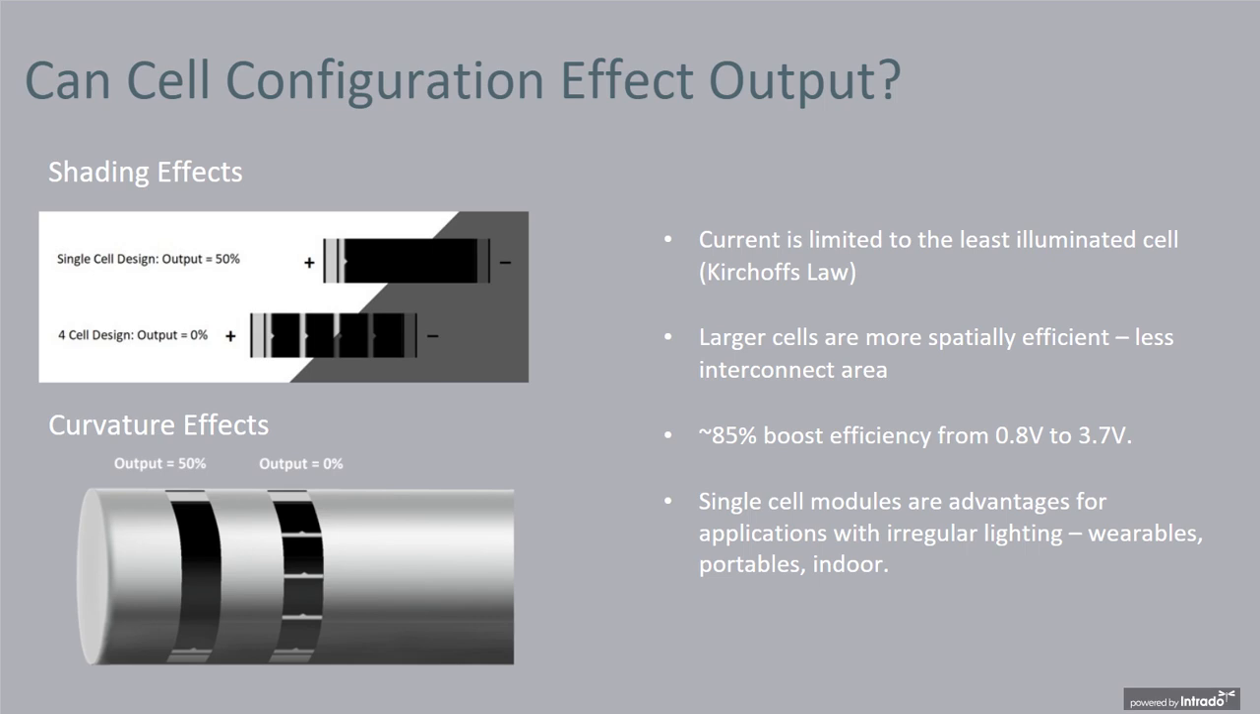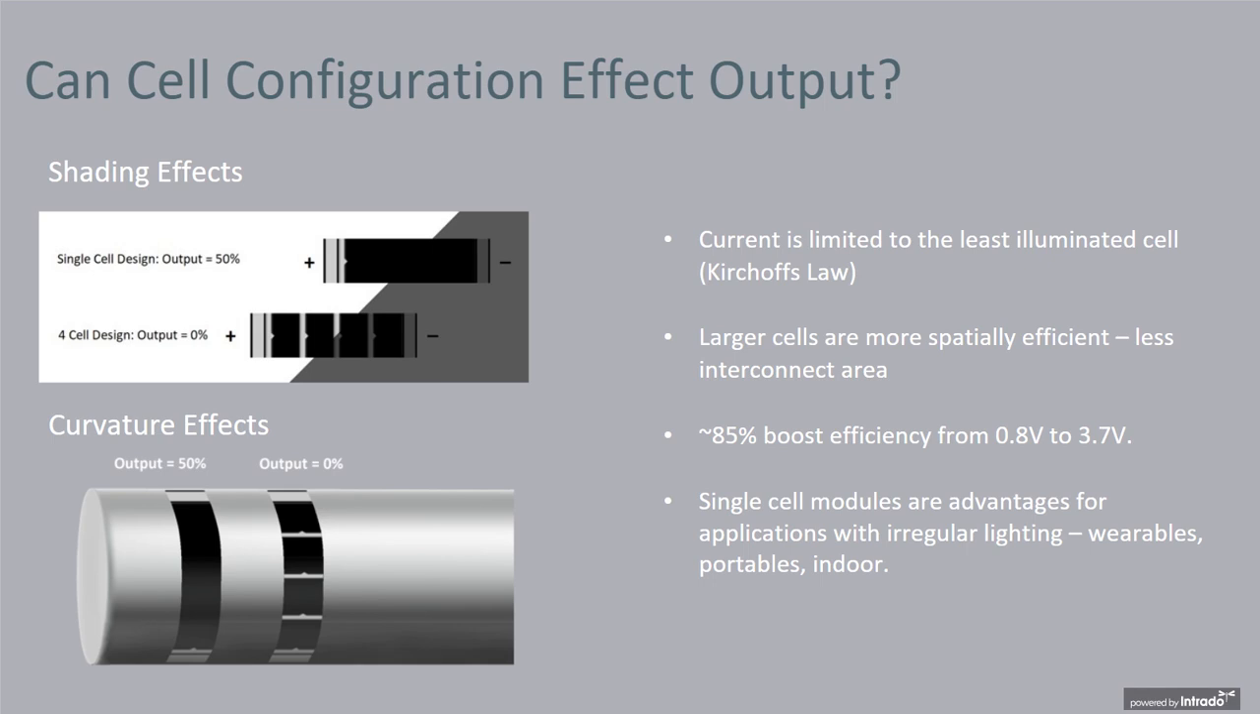So for applications with irregular lighting, such as wearables or portables or really any indoor environment, a lot of times indoor environments have very irregular lighting conditions. It's better to opt for fewer cells or a single cell PV module to mitigate and actually completely eliminate shading effects.